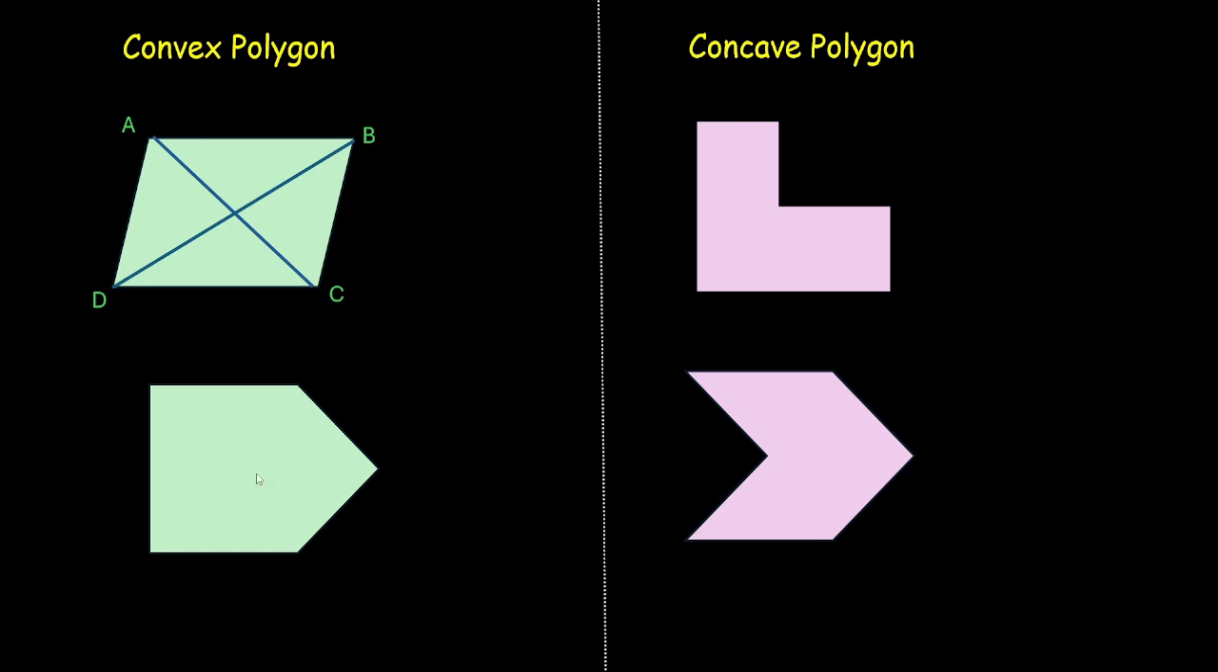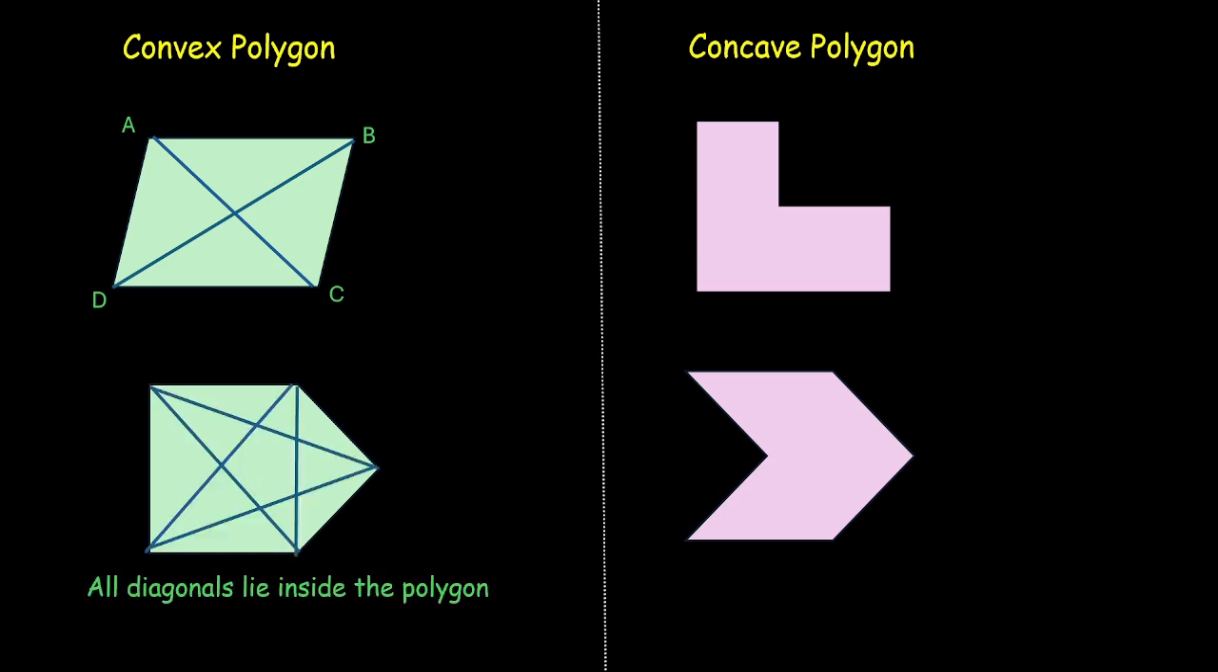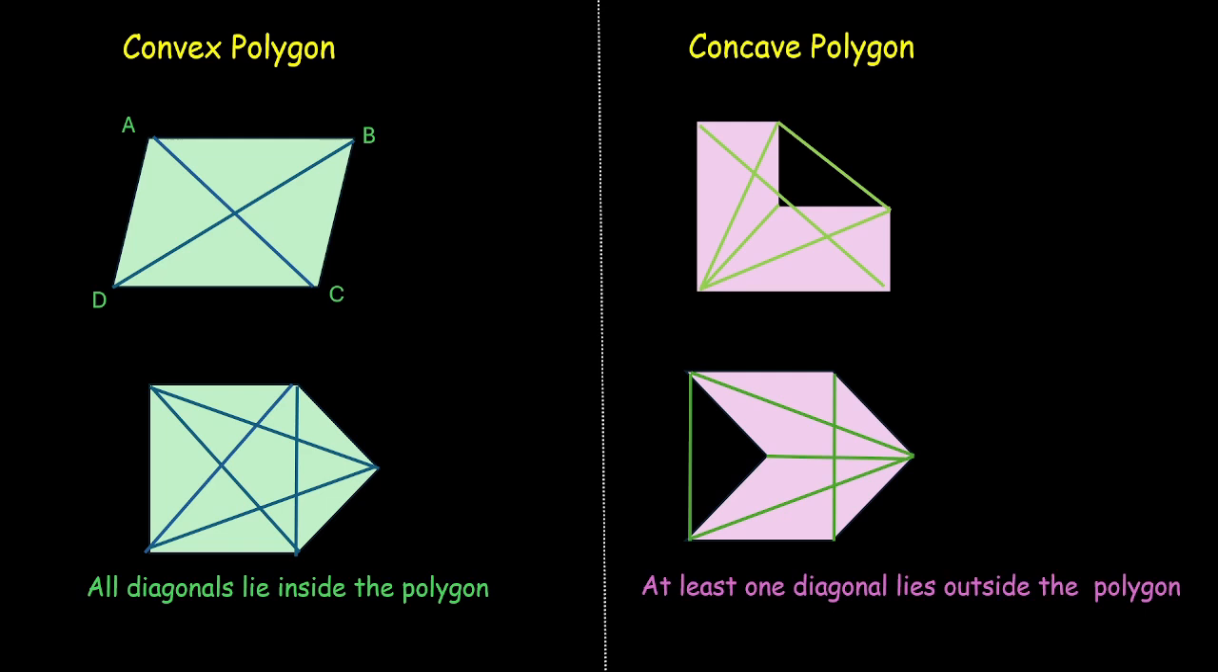Let us draw diagonals in this polygon as well. Now we observe that in the case of convex, all the diagonals lie inside the polygon. Let's look at the concave side and draw the diagonals. Now just look over here. If I connect this vertex to this vertex, this diagonal lies outside the polygon. Similarly, let us draw some diagonals in the next polygon as well. Again, over here we find one diagonal which lies outside the polygon. So we can say that in a concave polygon, at least one diagonal lies outside the polygon. There can be more than one, but there has to be one diagonal which lies outside the polygon.